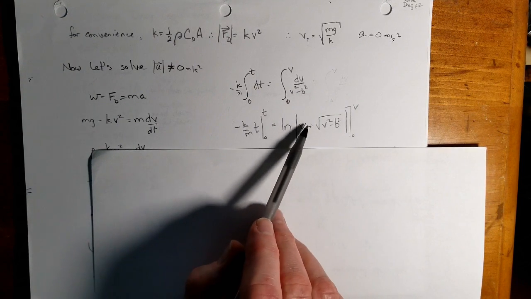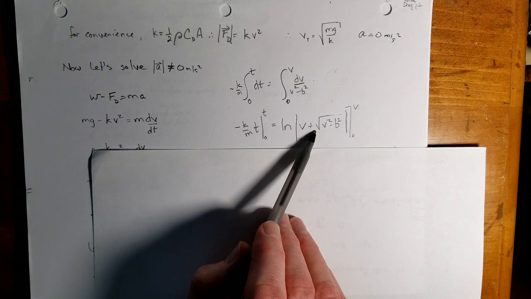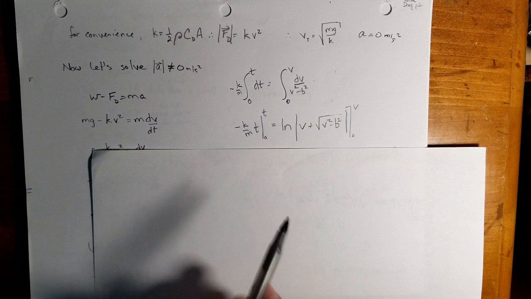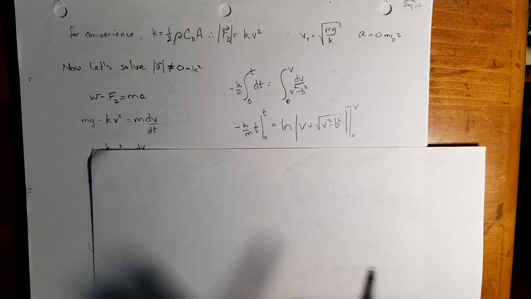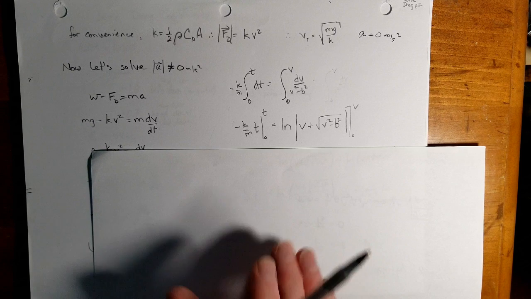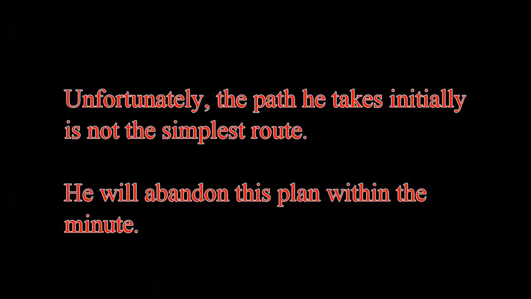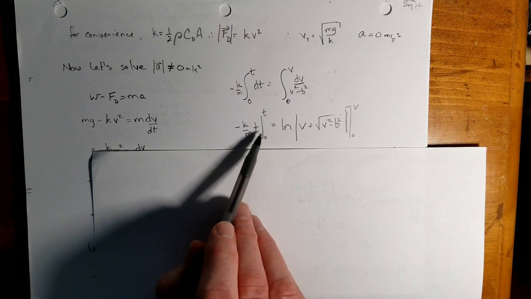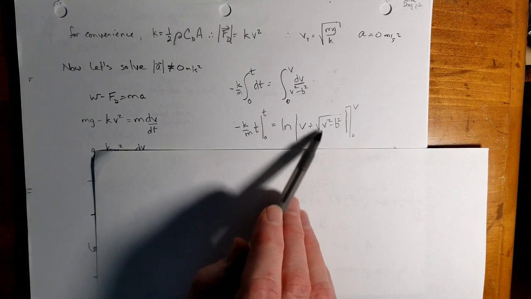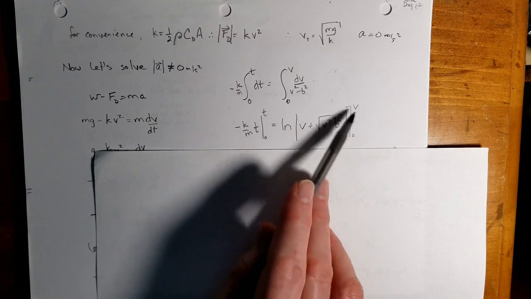Integrate. Now, in order to do this integration, there are a couple ways of doing it, but the physics approach is to look it up in a table of integrals and solve it that way. Or you could go through a much more complex method, but looking it up is fine in physics. And so we have negative k over m t from 0 to t, and then is equal to the natural log of v plus the square root of v squared minus b squared from 0 to v.